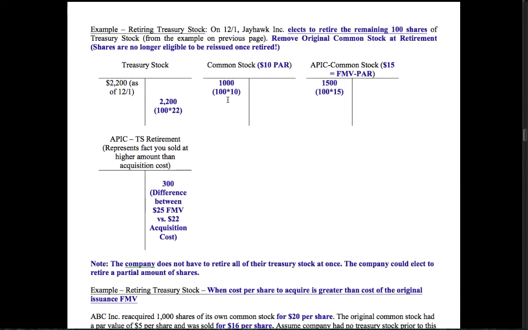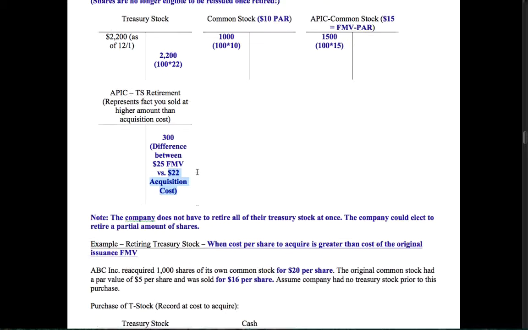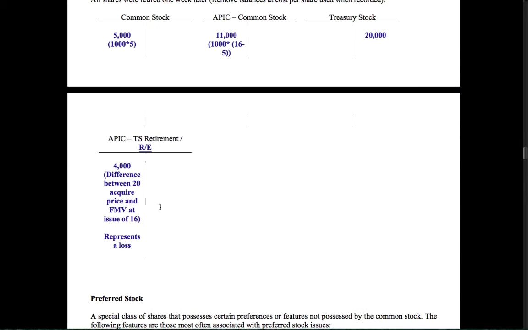And then lastly, make sure you understand the difference when retiring the shares. What happens in this entry when you retire the shares in which you paid less than what you originally sold them for? So in this example, we sold them for 25, but we reacquired at 22. And then also what happens when you retire them at a price higher than what you originally sold them at. So the $20 to acquire versus the 16 that you sold them for initially upon issuance. That will wrap it up for today's lecture on treasury stock.